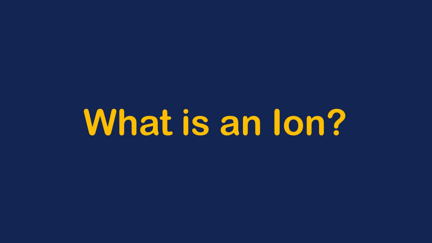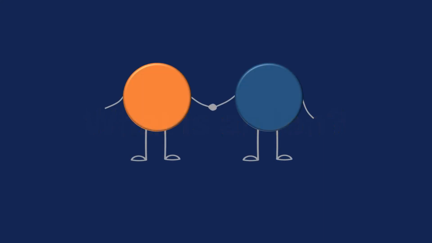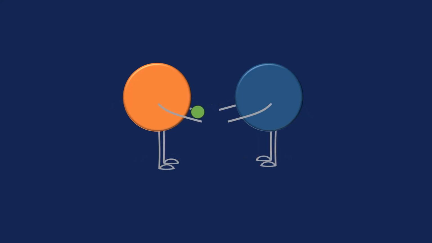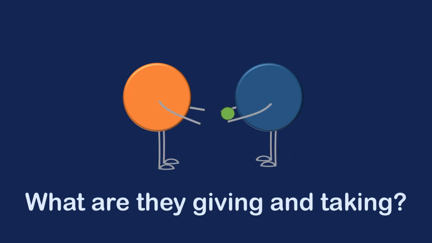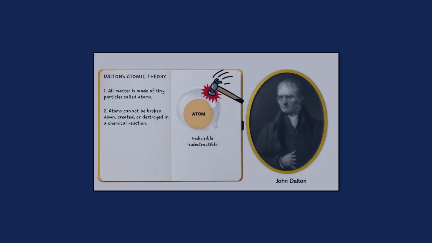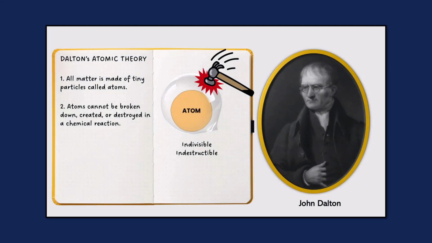Okay, now let's discuss ions. What is an ion? Sometimes atoms don't just hold hands, they give and take. What does that mean? What are they giving and taking? Remember Dalton's atomic theory that atoms are the smallest indivisible particles? Well, at his time, he was absolutely right.